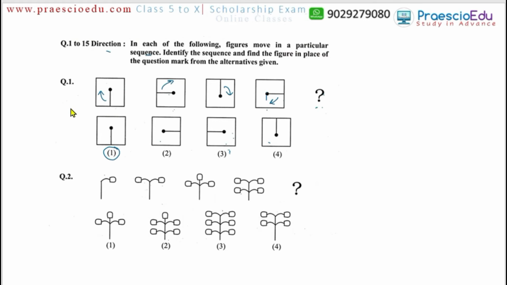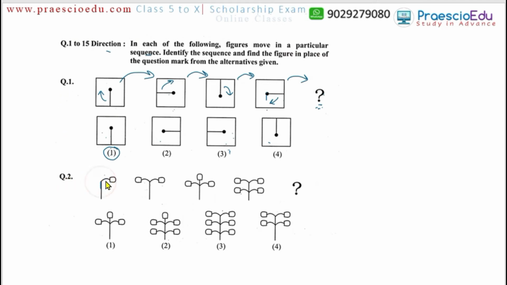This is very simple. We just have to maintain the pattern of the changes. Here also we identify the same pattern changing, and as per this identification we predict that option number 1 figure must replace the question mark, so that the pattern of the changes will be continued.